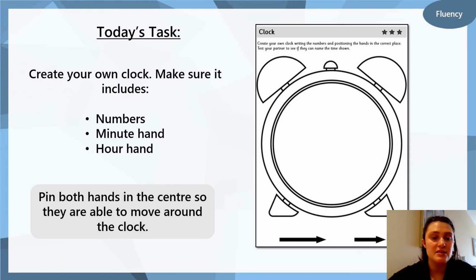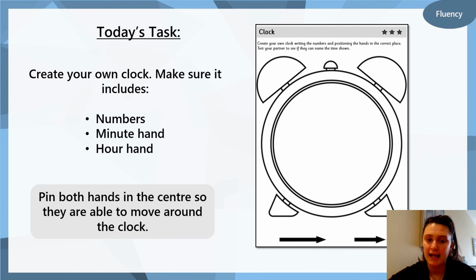So you're going to create your clock. I want you to make sure that you have the numbers in the correct position. So 12 at the top and 6 at the bottom, 3 on the right and 9 on the left, and all of the other numbers in the correct place. I want you to make a minute hand, the long hand, and an hour hand, the short hand.